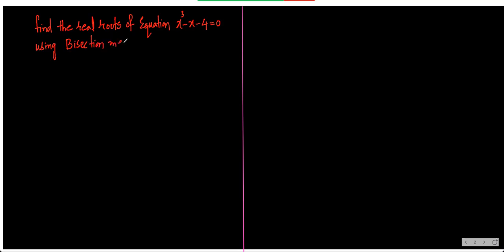Using bisection method. Right? This is the question. Sometimes it is given correct to 3 decimal places, sometimes it is not given. So we assume that it is not given.